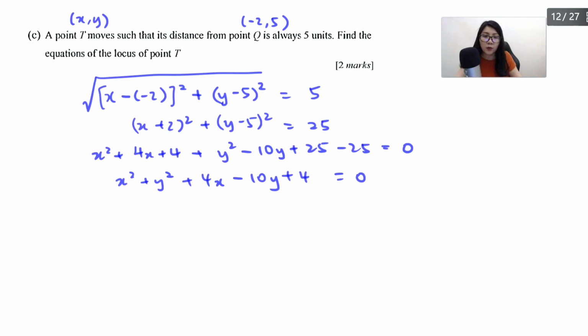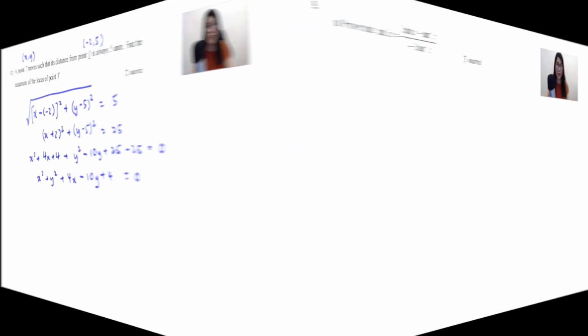Okay, so make it equal to 0, and that will be the equation of the locus.